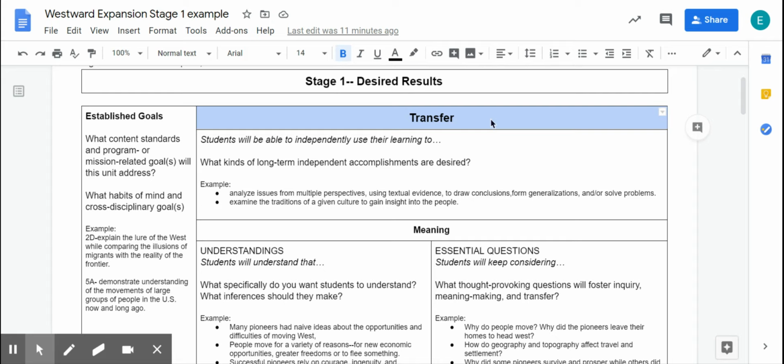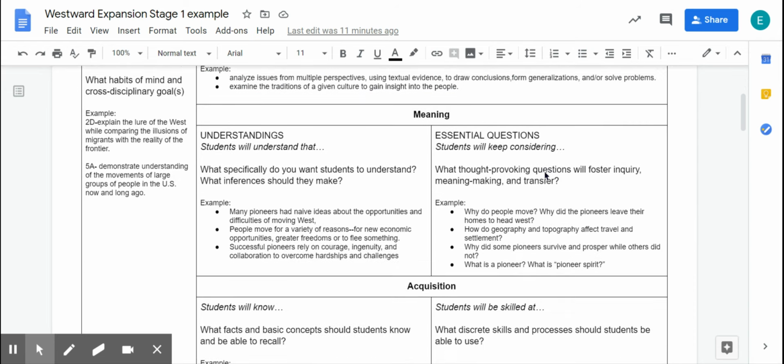An example from the Westward Expansion unit is that in this unit, they're going to learn how to analyze issues from multiple perspectives. You're going to use textual evidence and draw conclusions, form generalizations, and/or solve problems. That is something that they'll be able to take from this unit and keep applying long term.